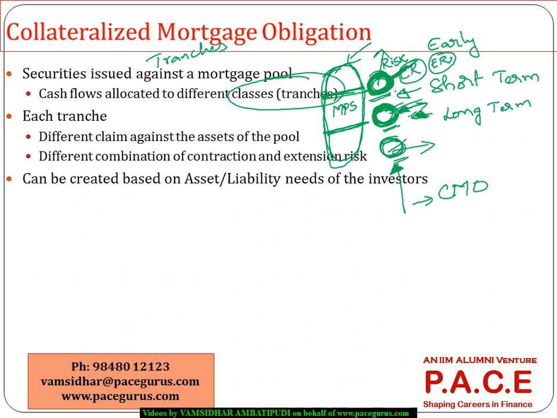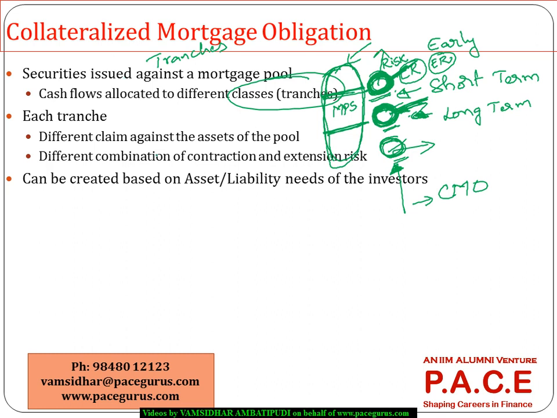Here probably the interest may be on time, but principal may be either delayed or paid fast. So different claims against the assets, and each of these branches has a different combination of contraction and extension risk. So probably depending on the need of the investors, these cash flows can be customized and the investors can choose the one that clearly suits their risk taking capabilities.